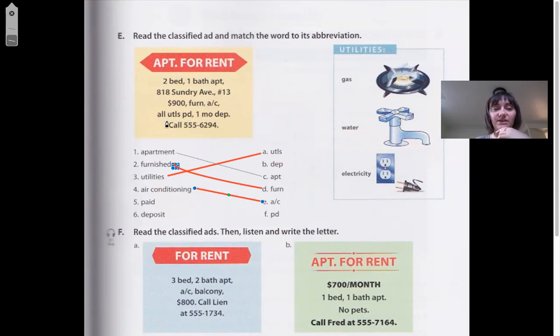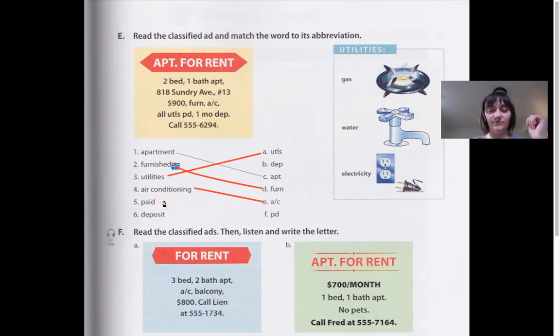So this one up here in this classified, it says 2 bed, 1 bath apartment, right? So 2 bedroom, 1 bathroom apartment. 818 Sundry Avenue, number 13. And it says $900, furnished, AC, all utilities paid, 1 month deposit, and there we go. You call that phone number. Wow, awesome deal, right? So we have paid, right here, it means that all utilities are paid, meaning $900 is what you pay every month, no extra.